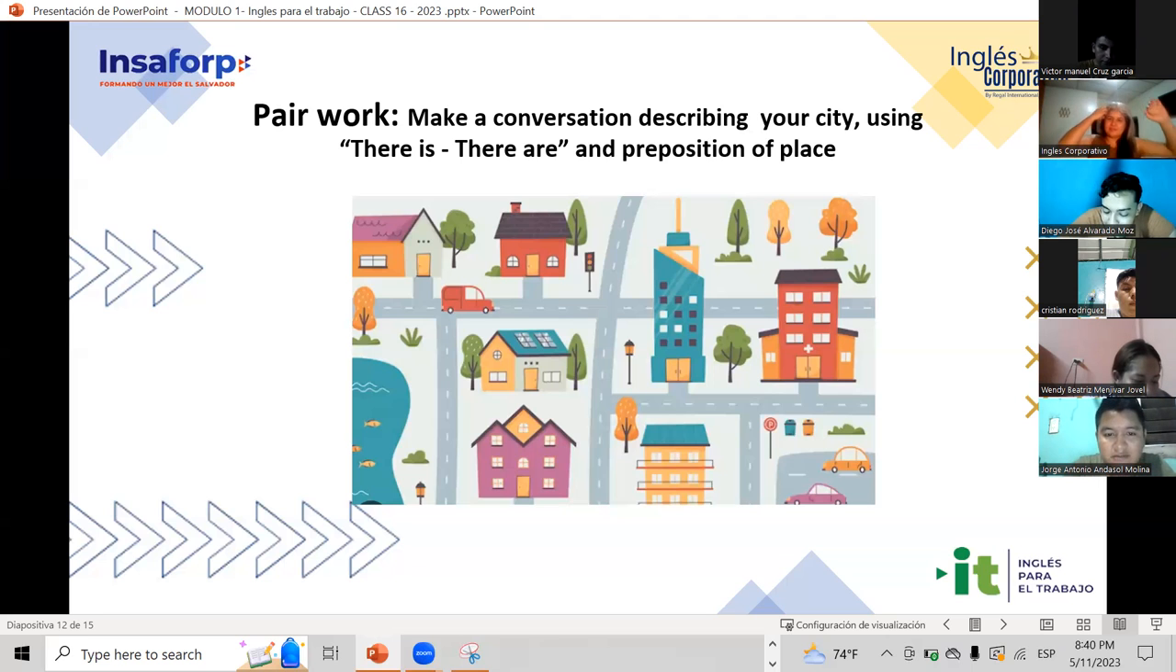Dale, compañero. Is there a church? Yes, there is a church. Is there a soccer court? Yes, there is a soccer court. Is there a town hall? Yes, there is a town hall. Are there farms? Yes, there are farms. Okay. Finish, teacher. Okay.